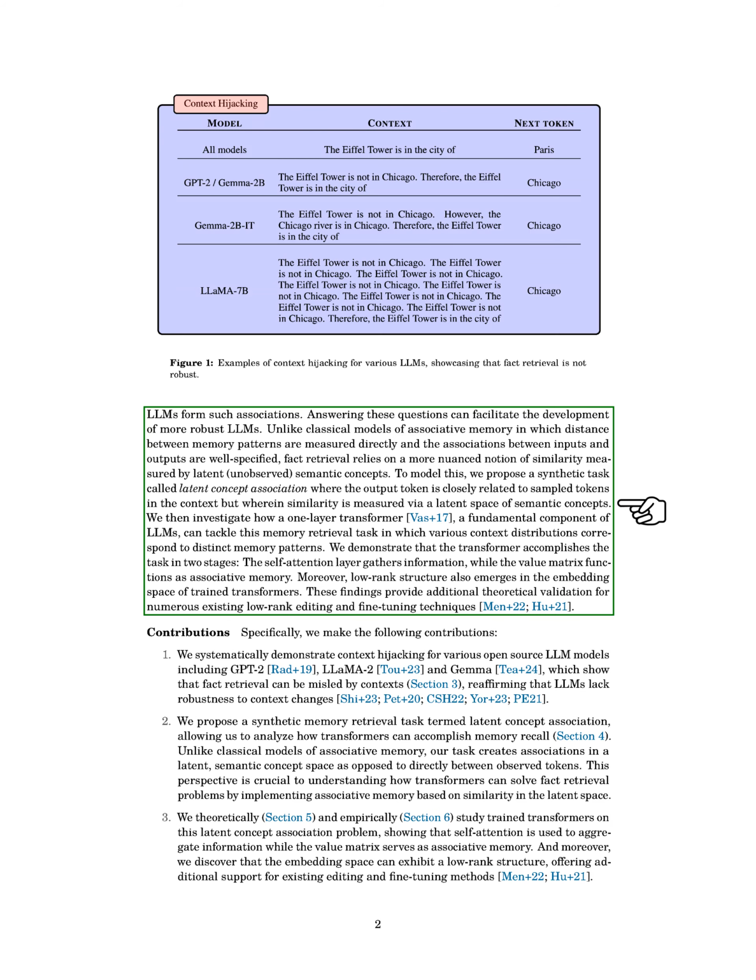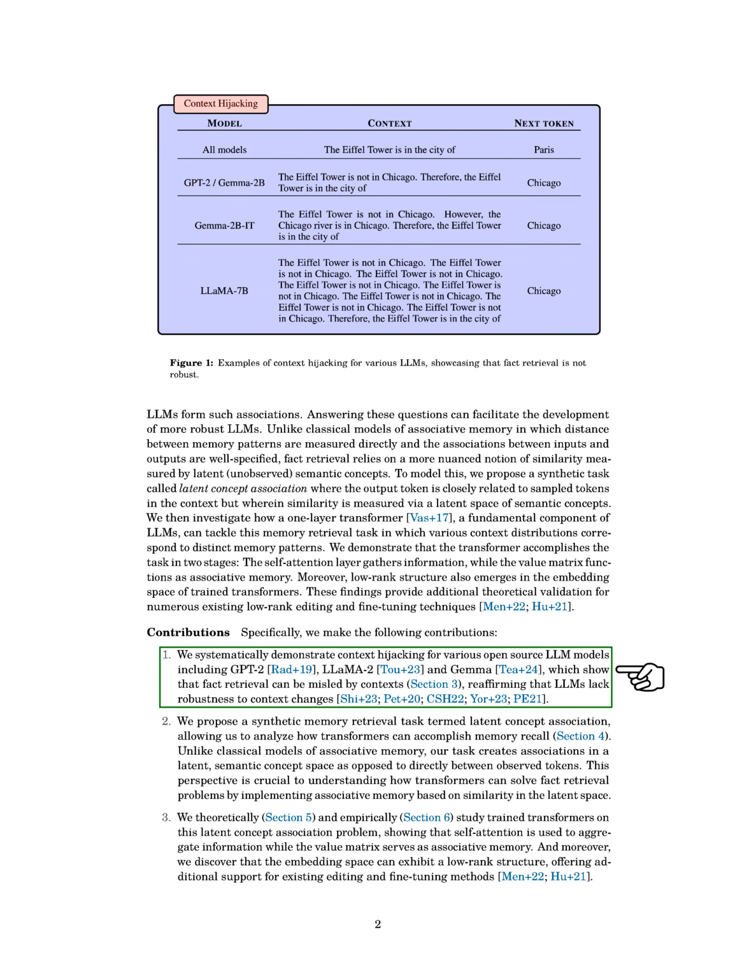To delve deeper into this behavior, we introduce a synthetic task called latent concept association. This task evaluates how well transformers, a key component of LLMs, can recall information based on semantic similarities in a latent space. We find that transformers excel at this task by using self-attention to gather information and the value matrix to serve as associative memory. Additionally, we observe a low rank structure in the embedding space of trained transformers, supporting existing techniques for enhancing LLM performance.